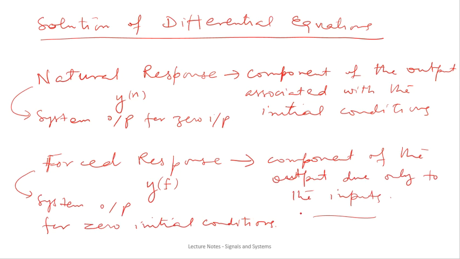So a system with zero initial condition is said to be at rest, since there is no stored energy or memory in the system. The natural response describes the manner in which the system dissipates any energy or memory of the past, represented by non-zero initial conditions. The forced response describes the system behavior that is forced by the input when the system is at rest. So one by one we will see how the natural response and forced response will be calculated.